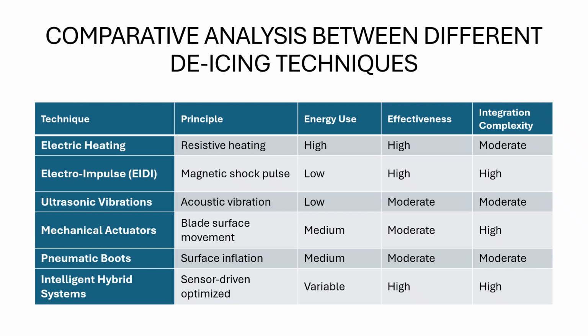For mechanical actuators, the energy use is medium, whereas in the intelligent hybrid system, the energy use varies and the effectiveness is high, but the integration complexity is also high.